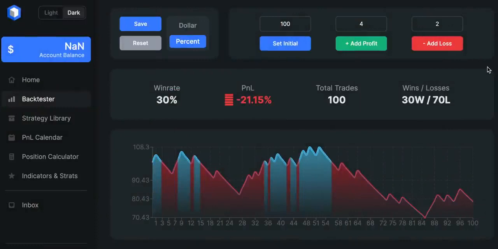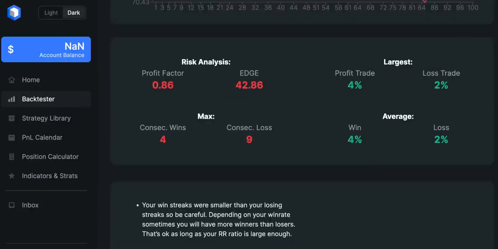Okay, so I just finished my backtesting and here are the results. This strategy got a 30% win rate, which is a bit lower than promised. We also lost 21.15% of our account after 100 trades, which is absolutely perfect. I mean, who wouldn't want that? Our profit factor is 0.86 and we had 4 consecutive wins against 9 consecutive losses.